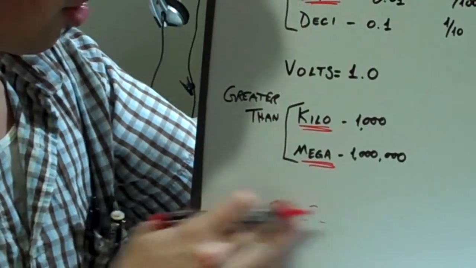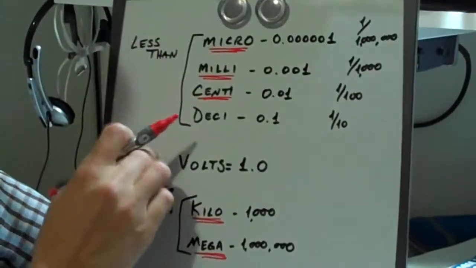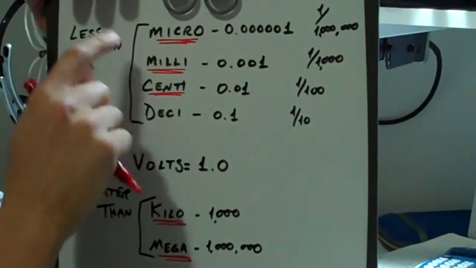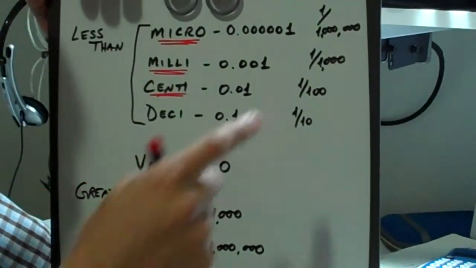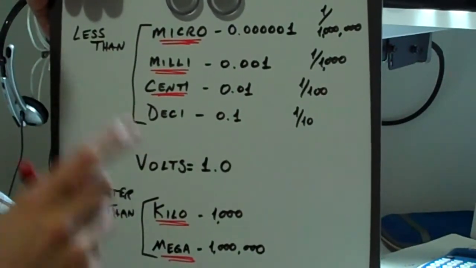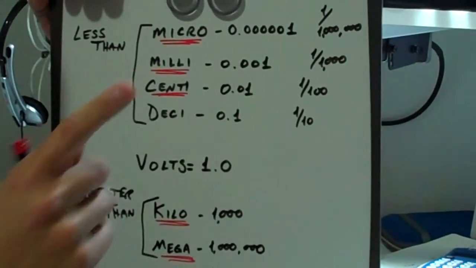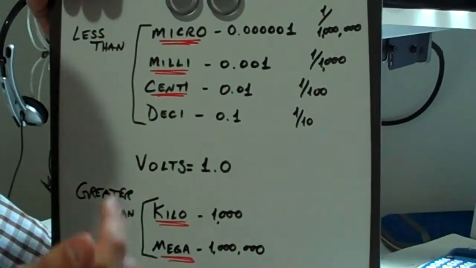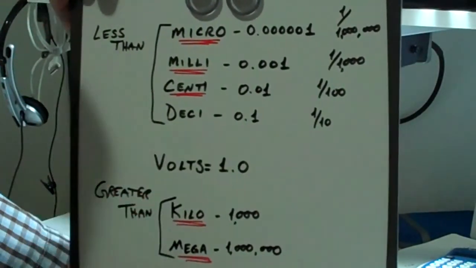So you're going to need to sometimes find out what the base unit is, knowing these things. So you need to learn that micro is 6 decimal places, milli is 3 decimal places or 1/1000th, and centi is 2 decimal places or 1/100th. And you don't need to know deci, so we won't go there.